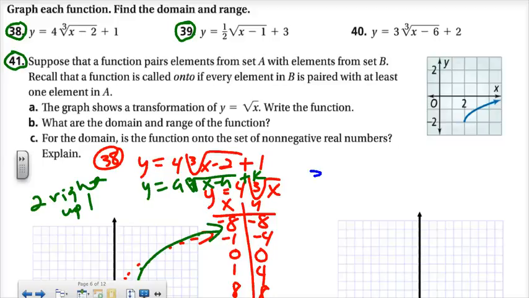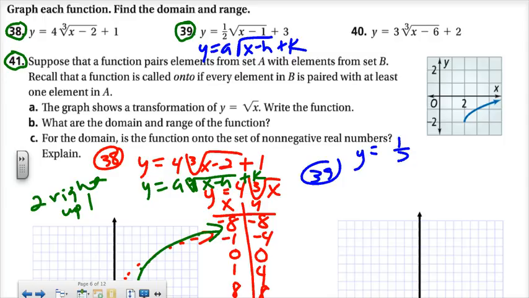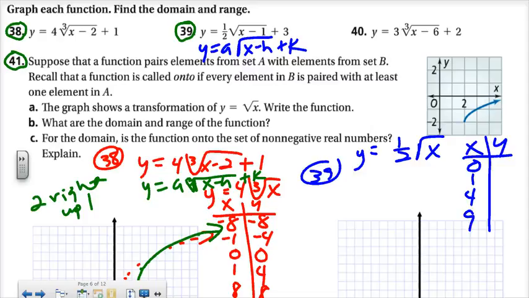All right, number 39 is a square root function. And my parent function will be y equals 1/2 the square root of x. So I want to put in those perfect squares that we've been using. And when I'm done putting them into the formula, I have to multiply them by 1/2. So square root of 0 is 0, times 1/2 is 0. Square root of 1 is 1, 1 times 1/2 is 1/2. Square root of 4 is 2, 2 times 1/2 is 1. And then the square root of 9 is 3, and 3 times 1/2 is 1.5, or 3/2, whatever you need to get that graphed.